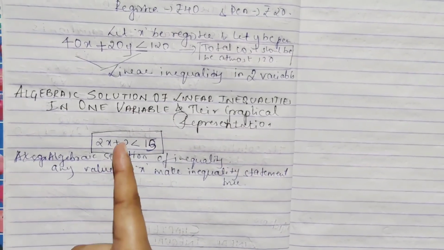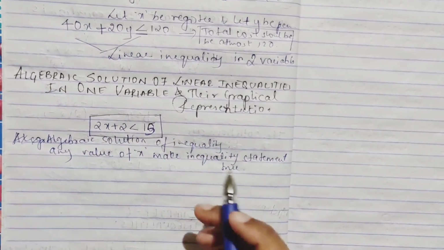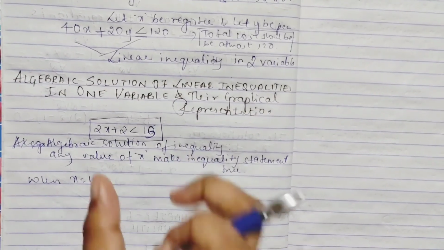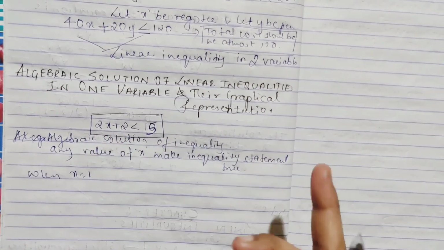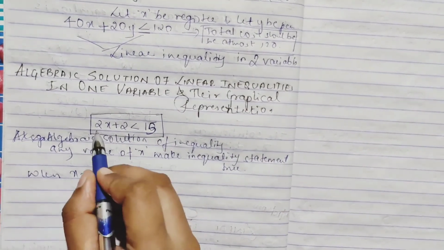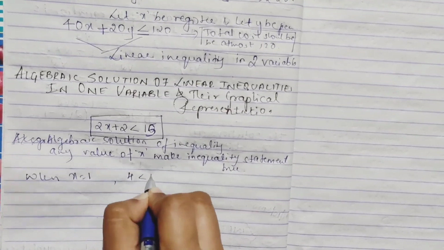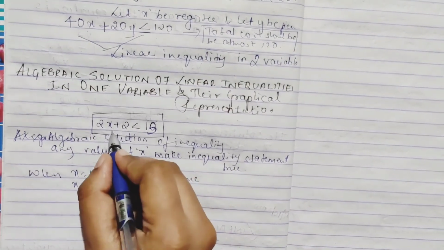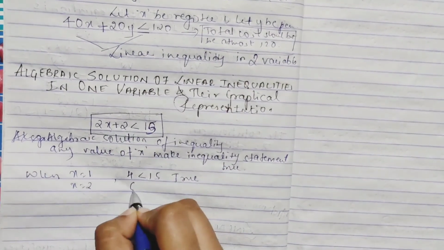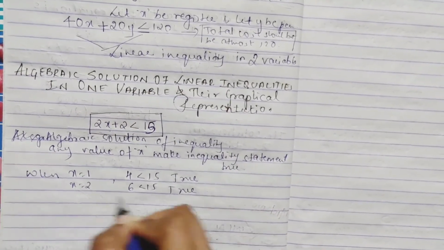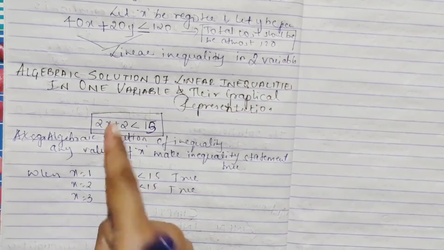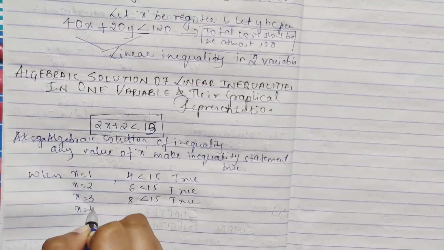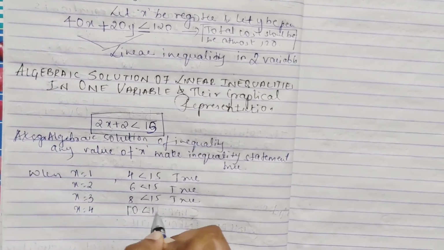Any value means you can substitute anything, starting from 1. When x is equal to 1, we check, and the statement should be true. If I put 1, 2 ones are 2, 2 plus 2 is 4, and 4 is less than 15, yes, this is true. When x is equal to 2, 2 twos are 4, 4 plus 2 is 6, and 6 is less than 15, this is also true. If you put 3, 2 threes are 6 plus 2 is 8, which is also less than 15, true. If I use 4, 8 plus 2 is 10, also less than 15, also true.